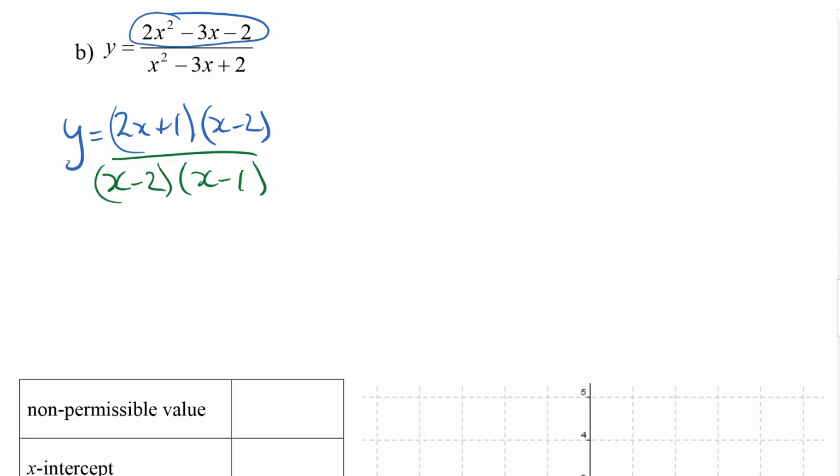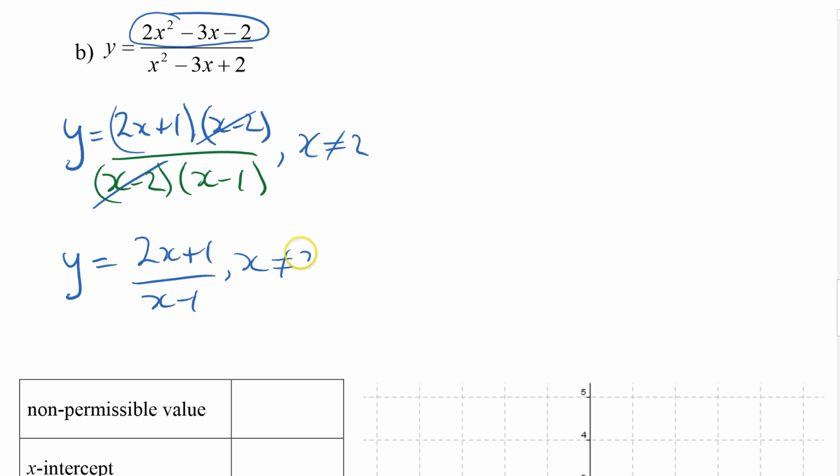Now I would like to cancel out the x minus 2 and the x minus 2, and when I do that I have to add the restriction to the domain and say that x cannot be equal to 2. So now I'm down to y is equal to 2x plus 1 all over x minus 1, where x cannot be equal to 2.